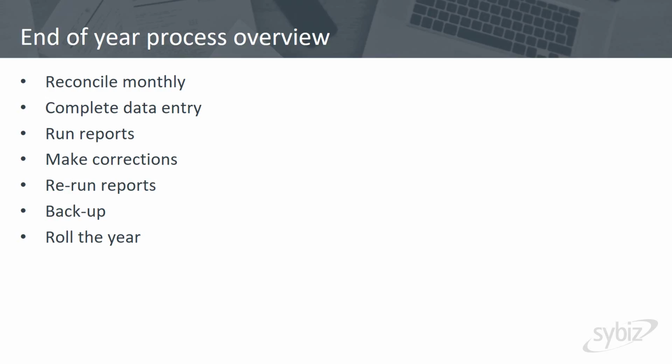Before we look at the software, I'm going to run through the typical process for end of year. If you're not doing so already, it's important to reconcile on a monthly basis. This means that when you get to the end of financial year, you only have the 1 month to reconcile. Ensure all data entry has been completed to the best of your ability. Run your reports, look at them and make any required corrections. Rerun your reports and then back up your data before rolling into the new year. If this is all happening on a monthly basis, your end of financial year will be a lot easier.